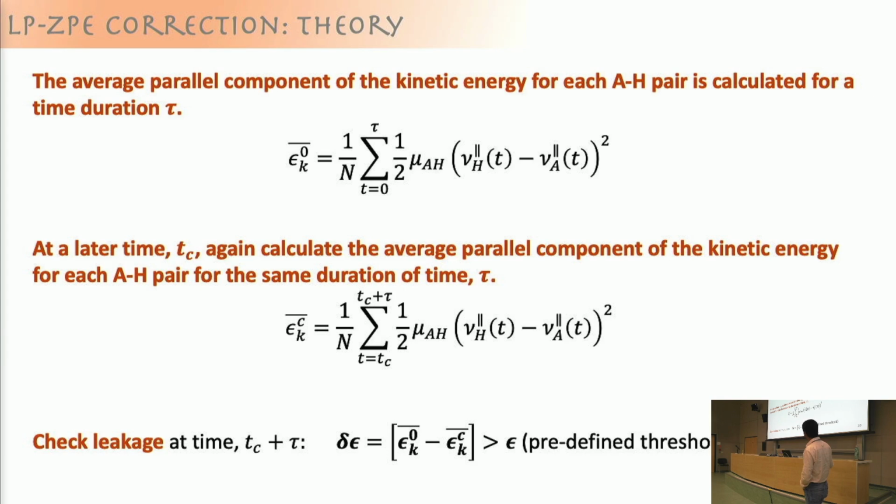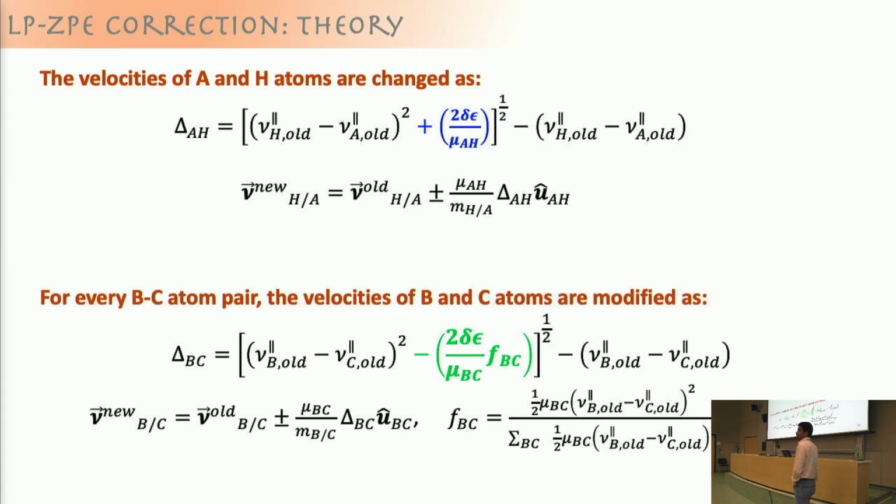Then after a later time, this is my correction checking time. I calculate exactly the same thing for the same time duration, and then I compare. If my leakage exceeds my predefined threshold, I apply this correction. So here in blue, I will add the exact amount of energy, in velocity terms of course, to the AH local pair, and I subtract the same amount of energy from all the BC local pairs. This F is a weight factor which determines that if a BC local pair has much energy, it will donate more to the energy pool.